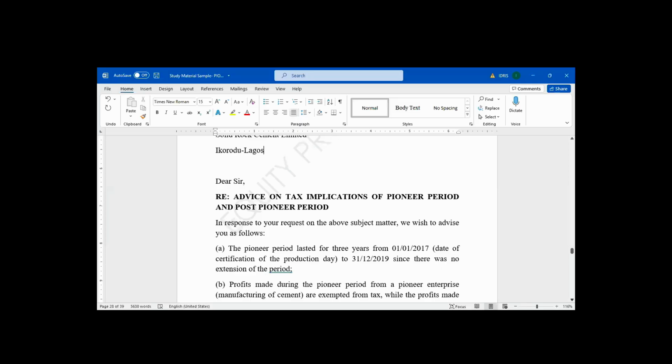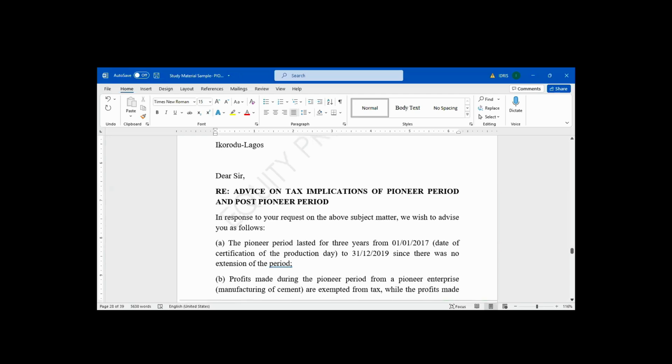One point, you state your pioneer period, which is point A. Because you are writing an advice, don't rush to the calculation. This one is not asking you to compute the tax liability. It's asking you for advice. Your calculation is a working note, though it carries marks too.